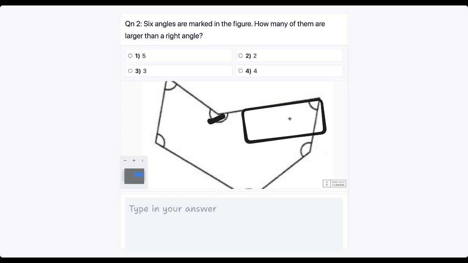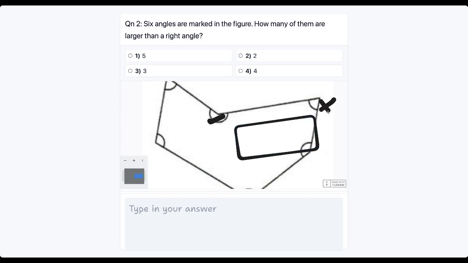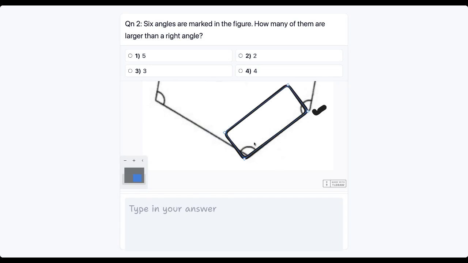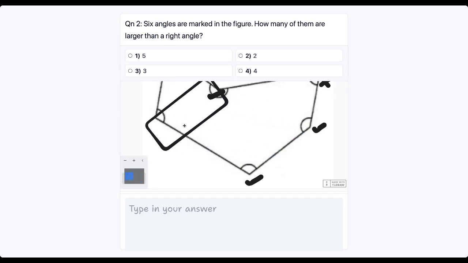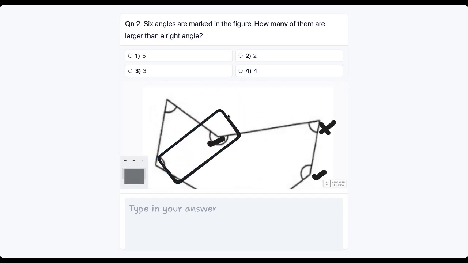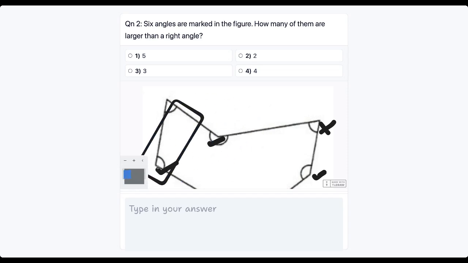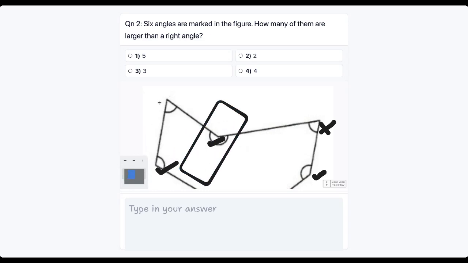Okay, let's move on to the other one. This is smaller, so this is a cross. What about this one over here? If I make this a little bit like that, okay, in this case this is okay as well. So that's a tick. Then the next one, if you move it over here, it's also bigger than 90 degrees or a right angle. Then over here, let's use our ruler and rotate it like this. Is it bigger than 90? Yes, it is. And lastly, this little angle is not.